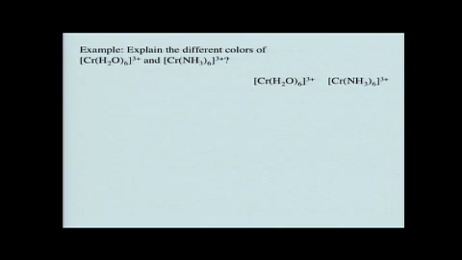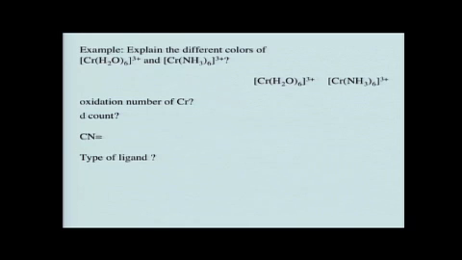So now, for another example, we're going to look at the different colors of two chromium complexes. So first, what is the oxidation number of chromium in the water complex here? What is it? And what about over here with NH3 ligands? +3. So +3 and +3. And what is our d count? Do you know where chromium is, what group? 6. 6 minus 3 is 3. So we have a d3 system.